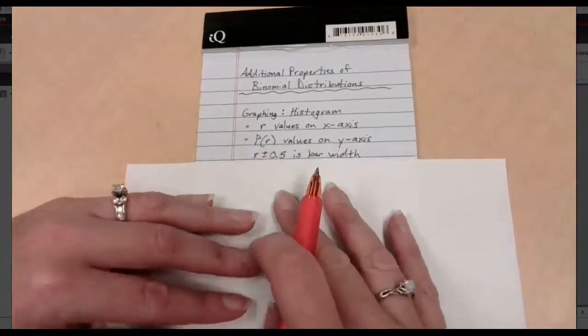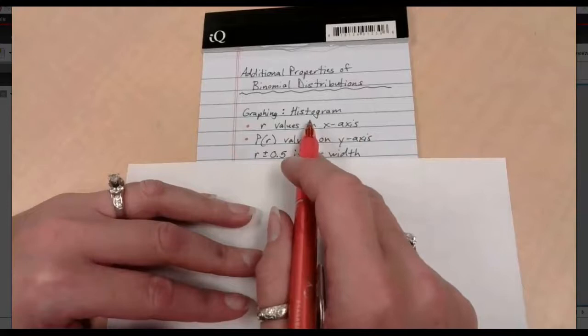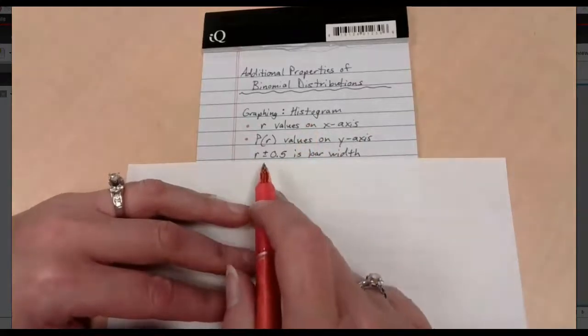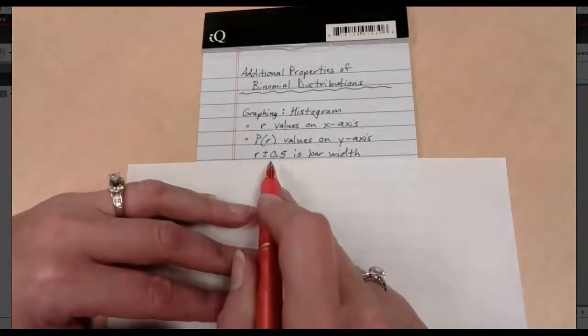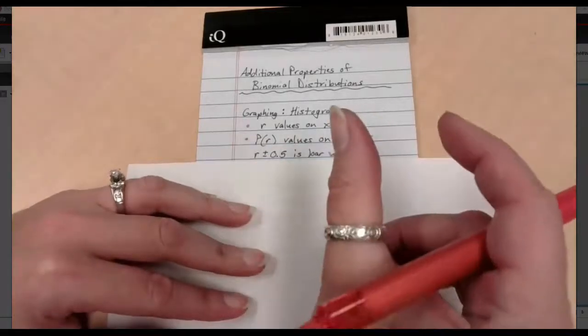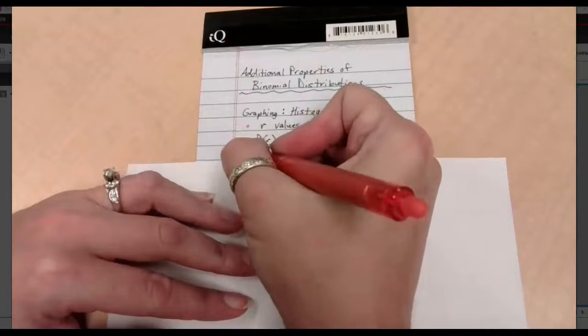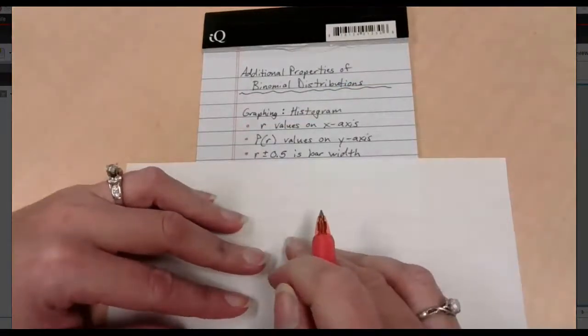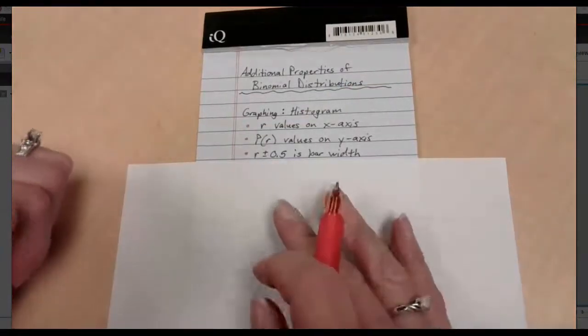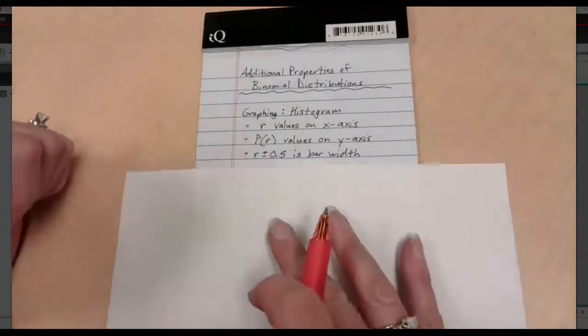And then our bar width. If you remember, for a histogram, the bars are right next to each other. So we're going to take the R values plus or minus a half to bump out those values and close up the gap between the bars. If we keep those things in mind, we should be able to make a pretty decent looking graph, and I'd like to walk you through an example of that.